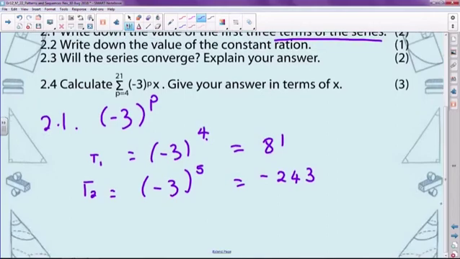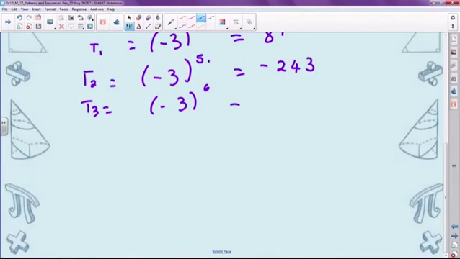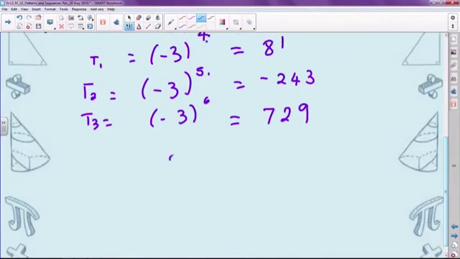243. And then for term 3, the same thing. We started at when p is equal to 4, we move to p is 5, and now it's going to be the value when p is 6, and you'll get an answer of 729. So the first three terms of this series is 81, and then we've got minus 243 plus 729, and that's going to continue. All right, and it will actually probably be a negative.